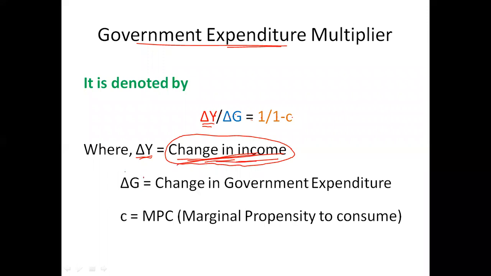Then change in G, that means change in government expenditure. If government expenditure is increased or decreased, that becomes delta G.